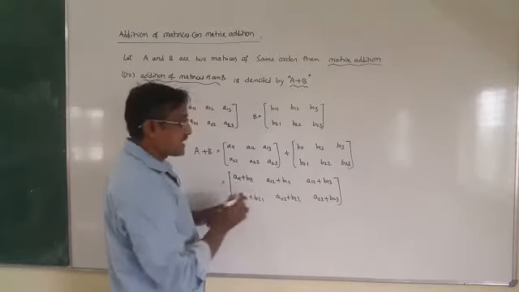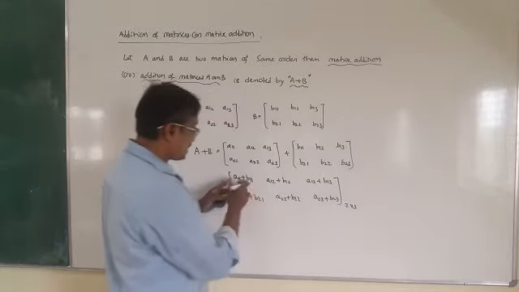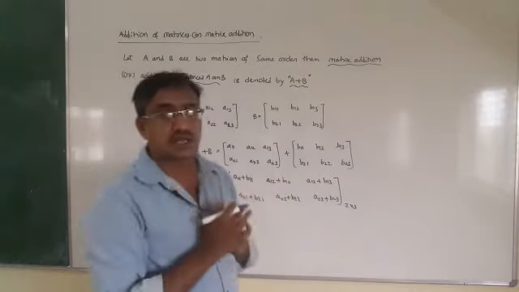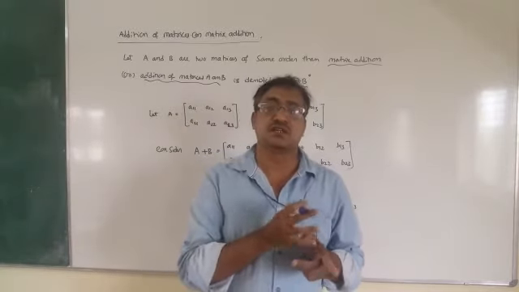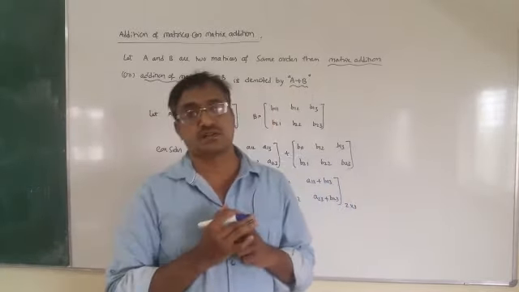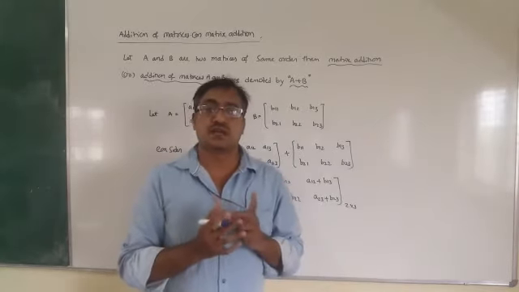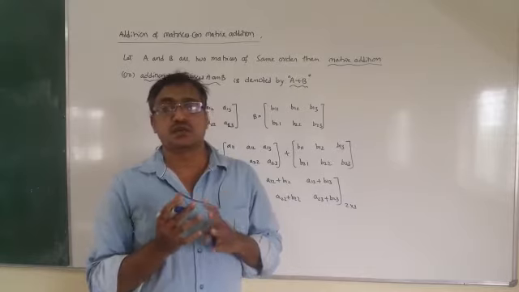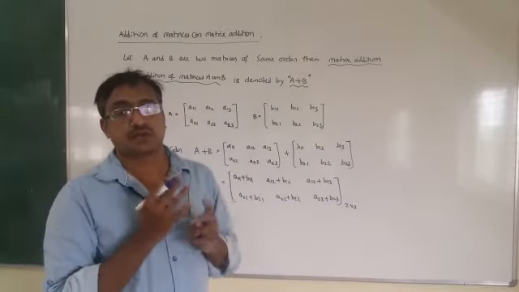Now this is again a matrix of order 2 by 3. It has 2 rows and 3 columns. So addition of matrices is again a matrix. Very, very important concept. Let us see one example, that is how to add two matrices with given numbers.